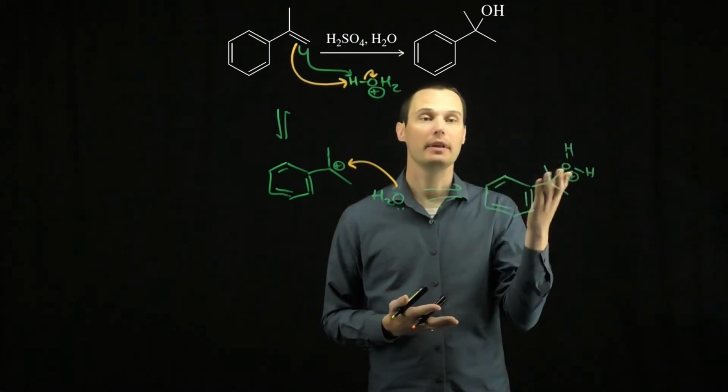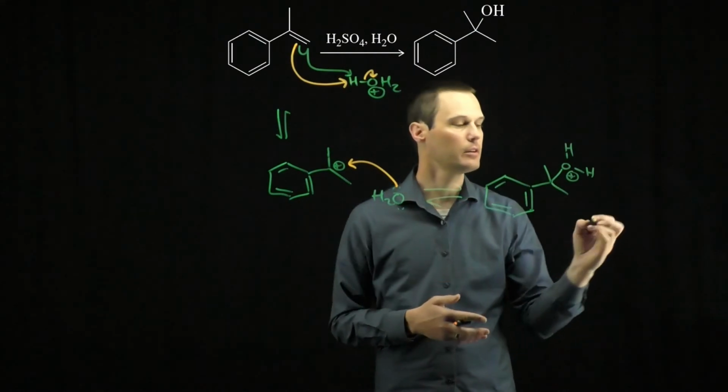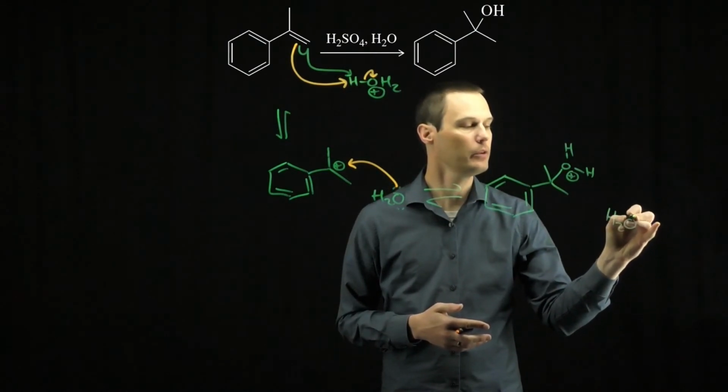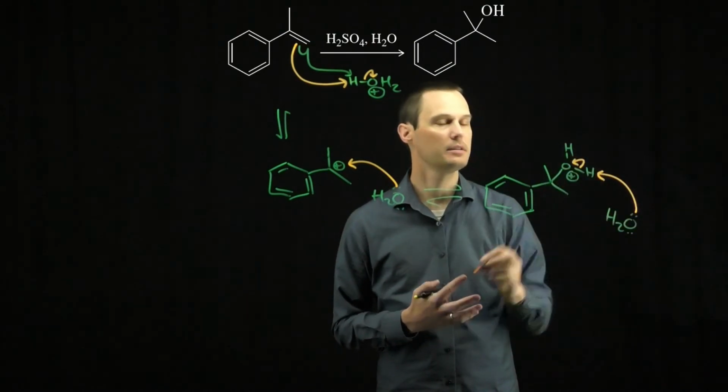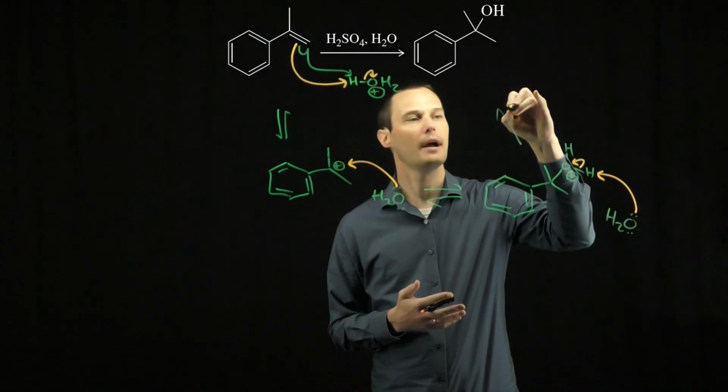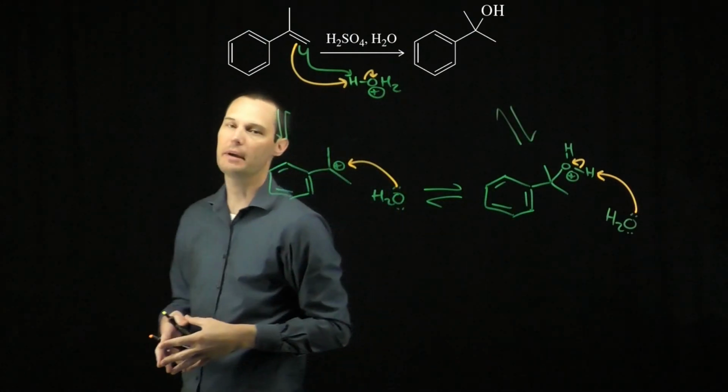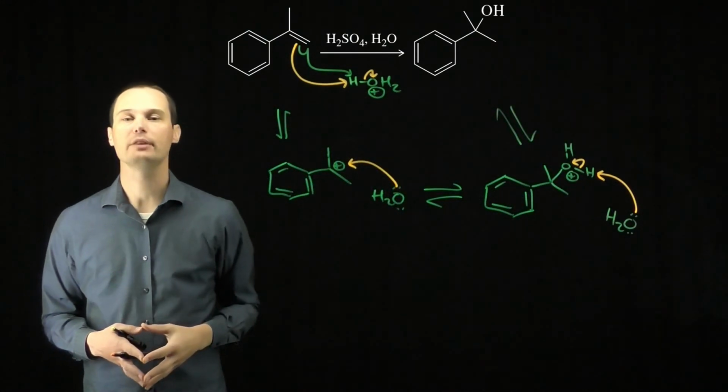The last thing we need to do then to get to the product is neutralize this intermediate, and we can do that with another molecule of water. Another molecule of water can take an acidic proton to form our desired product, finishing this mechanism. This is the mechanism for the hydration of an alkene.